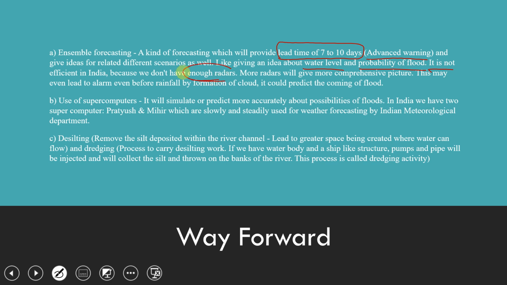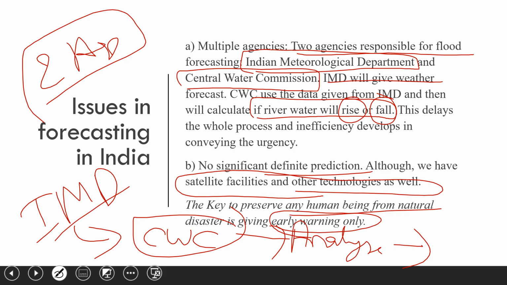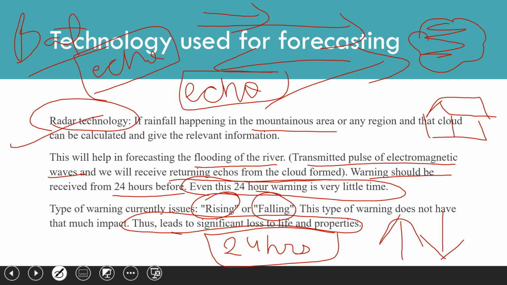It is one of the problems that we don't have efficient readings, and another is that we have multiple agencies. That is also one of the problems, as it creates delays in analysis of the data. More radars will give more comprehensive pictures, and this may even lead to an alarm even before rainfall, from the formation of clouds. We can check by the echoes produced by this radar methodology. I have explained this radar technology here.